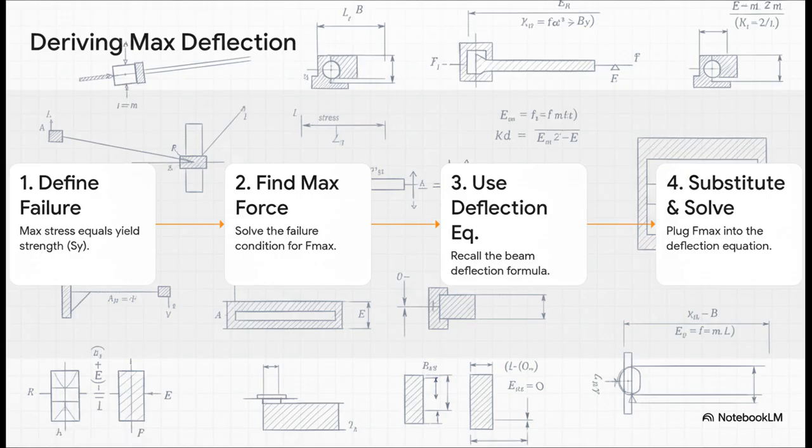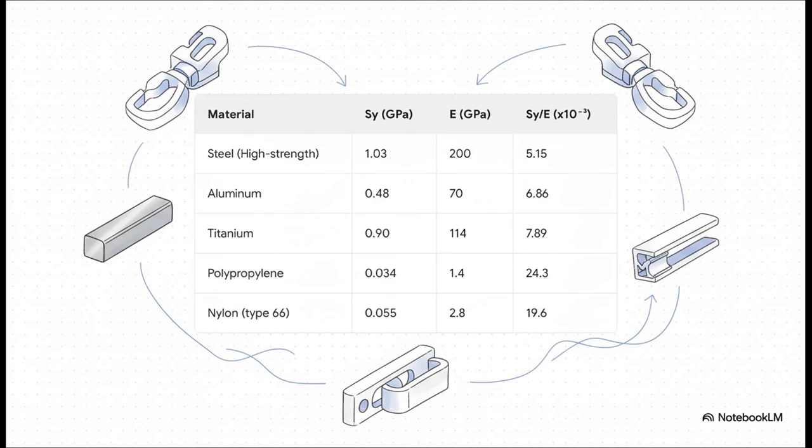Now look closely. The maximum deflection depends on 2 separate things: a geometry term, which is all about length and thickness, and a material properties term, which is this fantastic ratio of yield strength to Young's modulus, Sy/E. And when we apply this metric to real materials, we get a huge surprise.